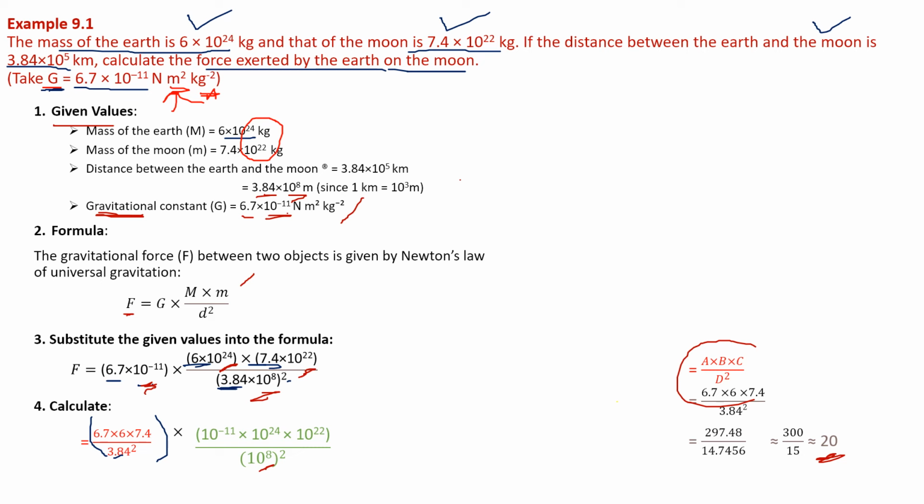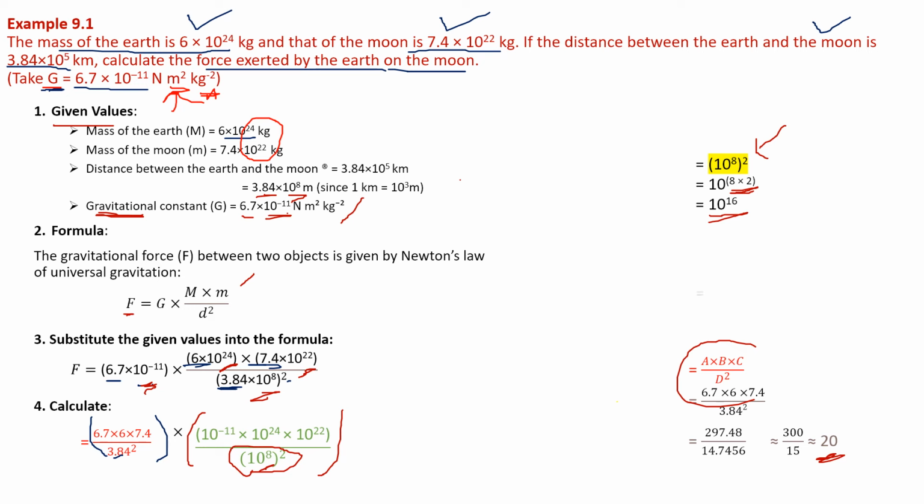Now let's solve the remaining part also. Let's go with this number first. What is 10 to the power of 8 whole square? Remember, in this case we multiply the powers. So 10 to the power of 8 whole square is equal to 10 to the power of 8 into 2, which is equal to 10 to the power of 16. You should be able to recall this property of powers from your previous classes.